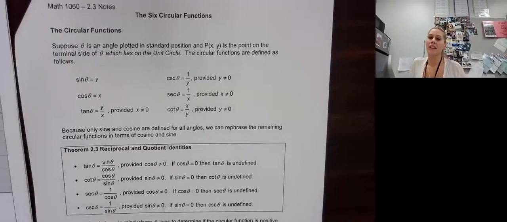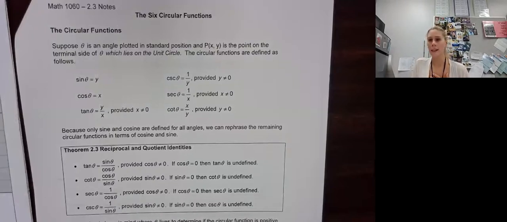All right, guys, so our next lesson, we have the sixth circular function. So suppose theta is an angle plotted in standard position, and P, point (x, y), is the point on the terminal side of theta, which lies on the unit circle. So that point (x, y) is on that unit circle. The circular functions are defined as follows. Of course, sine of theta is y.